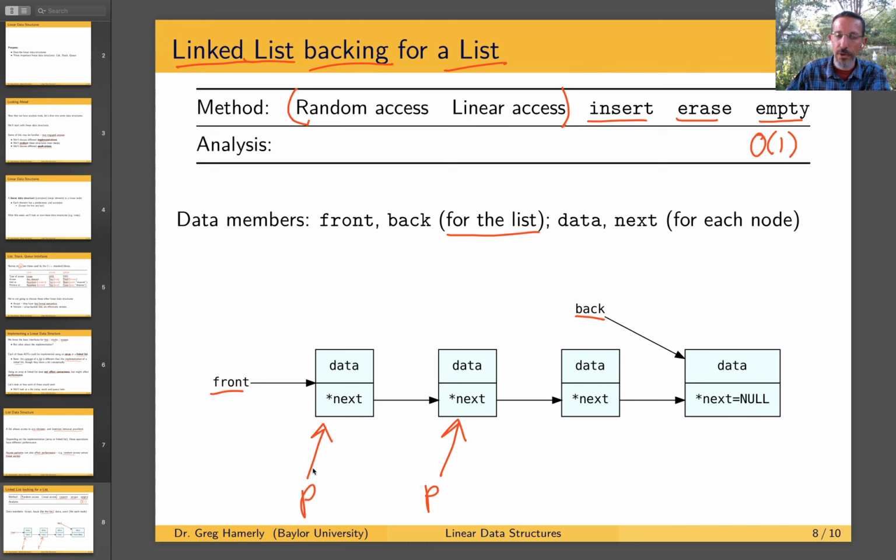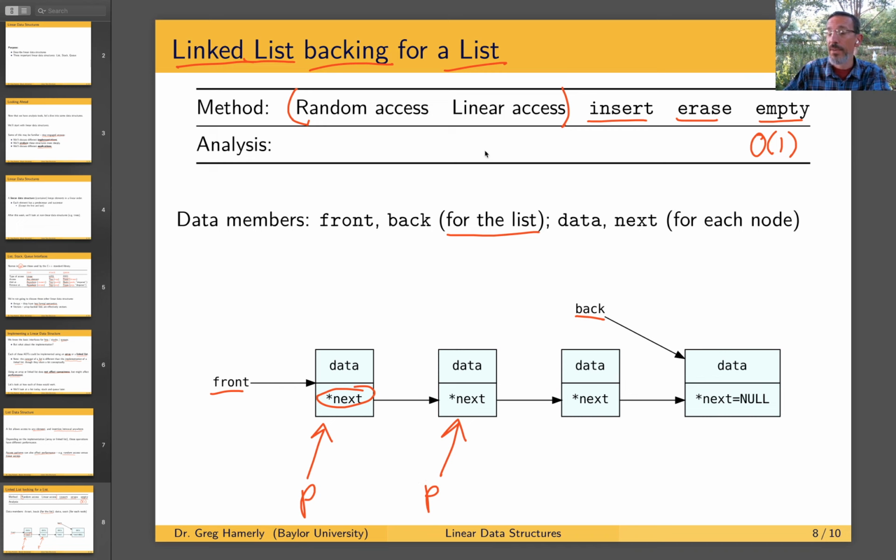Well, it requires going to the node, taking this value of next, and assigning that value of next into P so that P points here now. And how much time does that take? Well, I have to dereference P, get the value of next, and assign it into P. So that's 3 steps, right? Dereference P, get the value of next, assign that value to P.